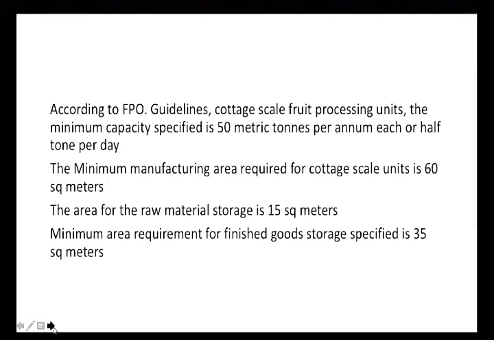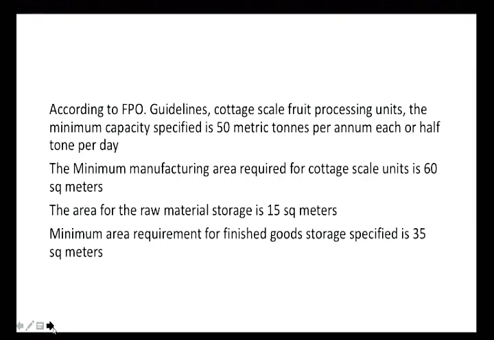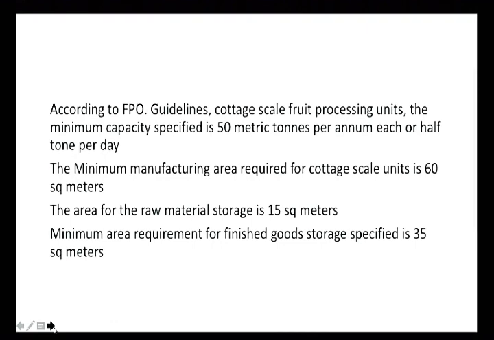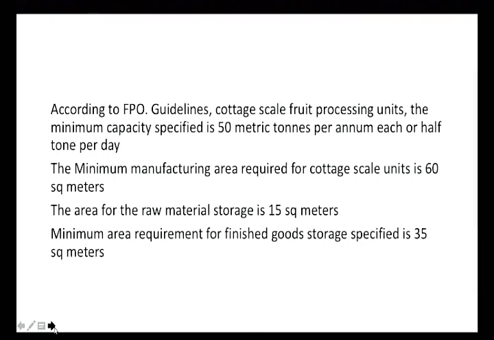So now you know, in case of the cottage scale processing unit, to establish it you need to allocate some amount of capacity as well. Whenever you are establishing a 50 metric ton capacity processing unit or half ton per day capacity processing unit, you need to allocate 60 square meters for the manufacturing area, 15 square meters for the raw material, right? 35 square meters for the finished goods storage, right?